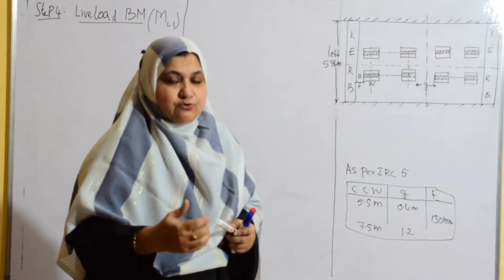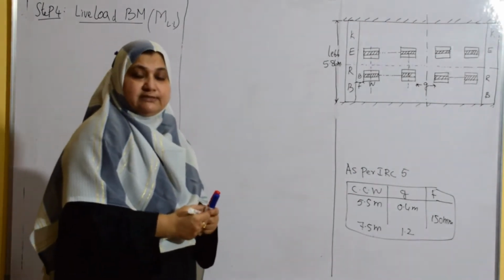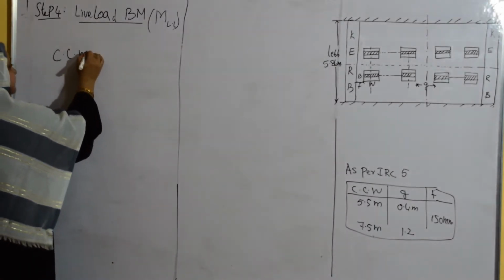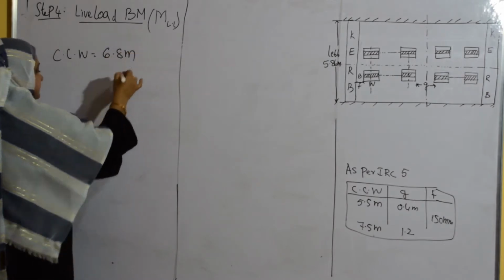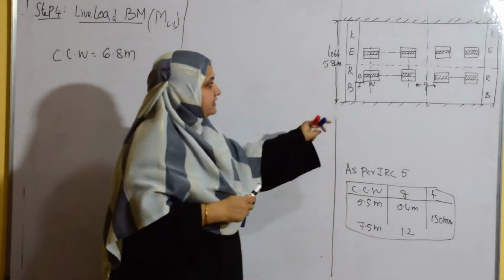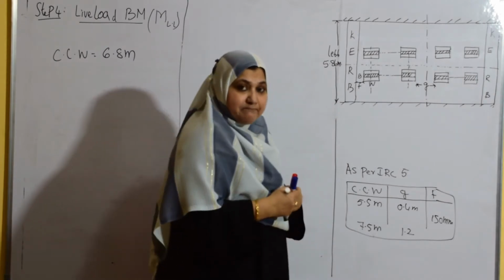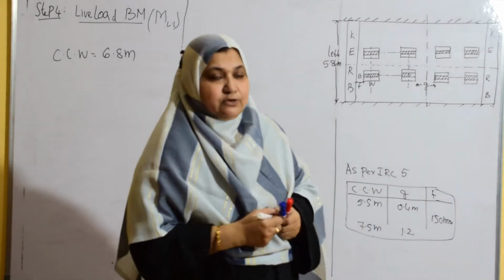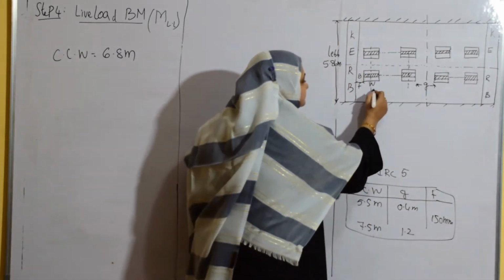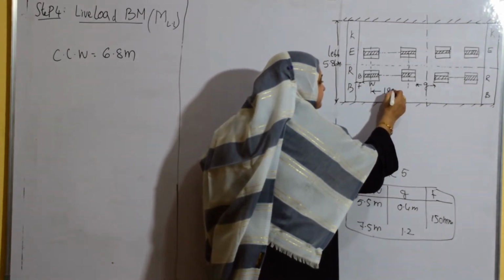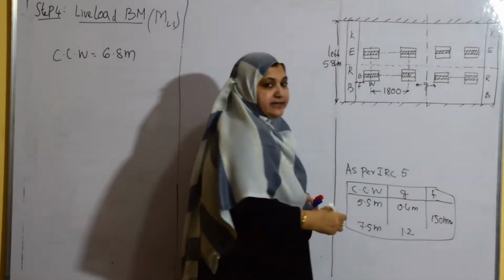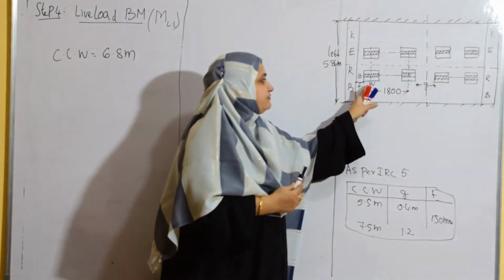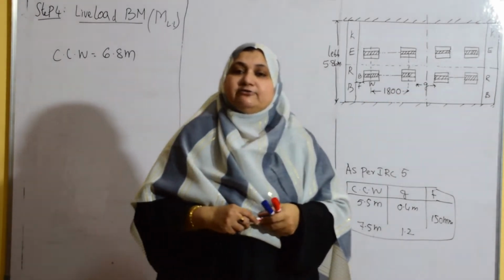As in part 1 of this series, the clear carriageway is given in the question as 6.8 meters. If you come back to the drawing of class A loading, the train of vehicles, the heaviest load axle is 114 kilonewton, which I have placed here. The distance between those two is 1.8 meters, or 1800 mm, as given in IRC 5. So now 1800 plus 250 plus 250 will be 2300.